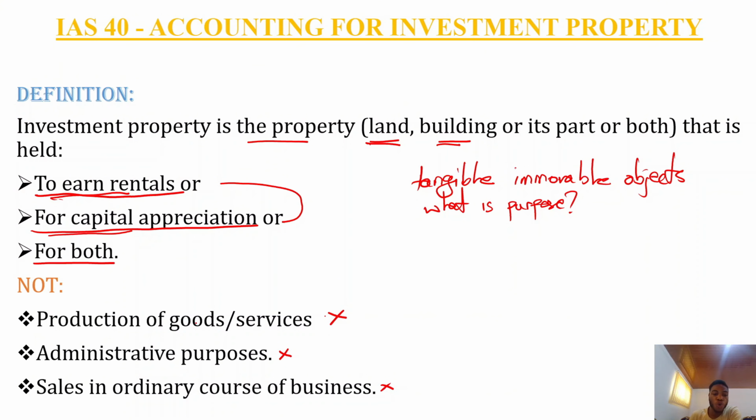Because if we own these assets and we are using them in the production of goods and services, then we can say that these assets can be classified under IAS 16. This will be under IAS 16, and this will be IAS 2, more of inventory. Is that not it? So that is what investment property is about.